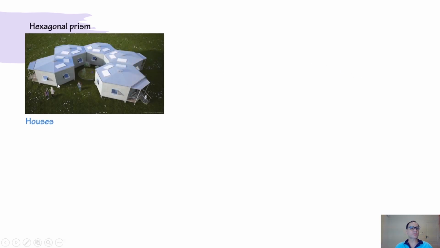Look at these houses. These are hexagonal prisms all joined together. Here's a paper cup and the shape is a cone. You probably see these when you go to the dentist or a doctor.